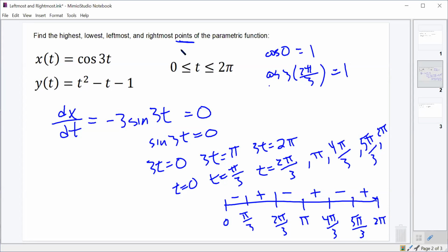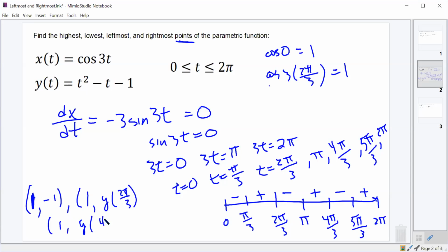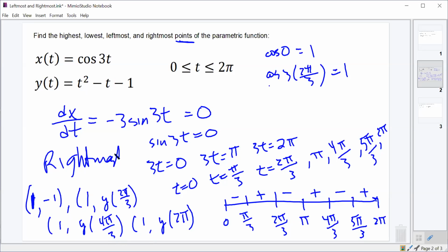And if it asks for the actual points, we need to plug in the values. So we'd say 1, comma, and then we plug in 0 there. So that'd give us -1. And I'm not going to evaluate each of these at 2 pi over 3 because that's an annoying thing to plug in, but we'll just say y of 2 pi over 3. And we'll say 1, comma, y of 4 pi over 3. And also 1, comma, y of 2 pi. And these are the rightmost points. They're all tied for the furthest right. Everybody good with that?